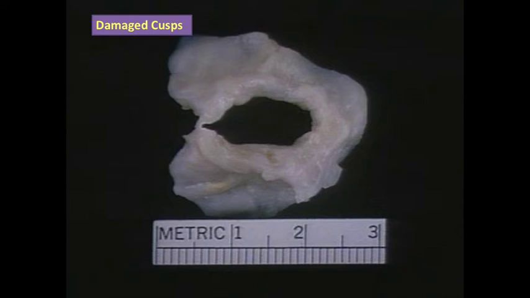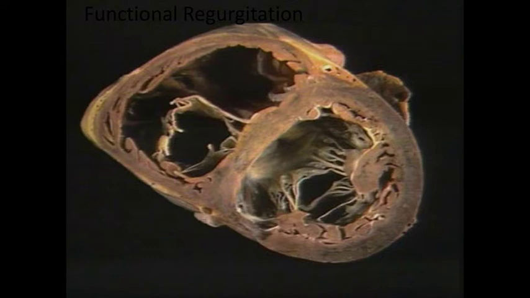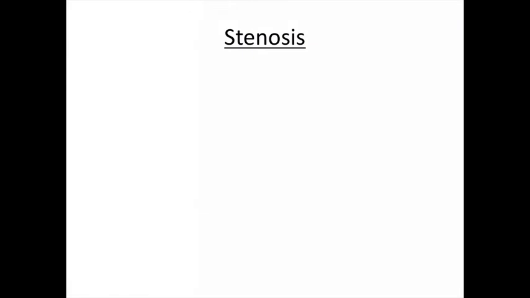Here's a few pictures of damaged valve cusps. This is usually the result of some post-infectious situation where there's been scarring, which is quite common. Here we've got, see this little papillary muscle, bing, right? It's just flapping. So that's going to cause a regurgitant valve. This is functional regurgitation. We've seen this picture before. That heart is huge. Those valves are never going to shut all the way.